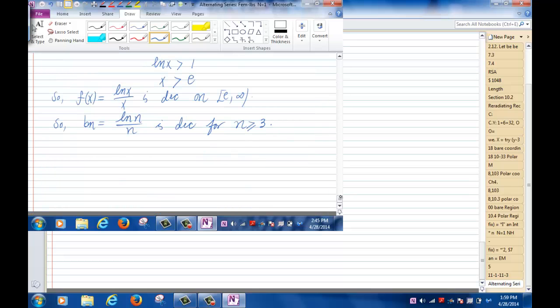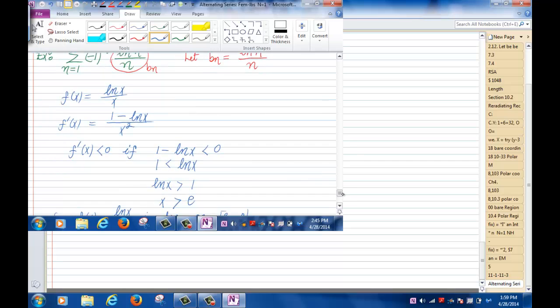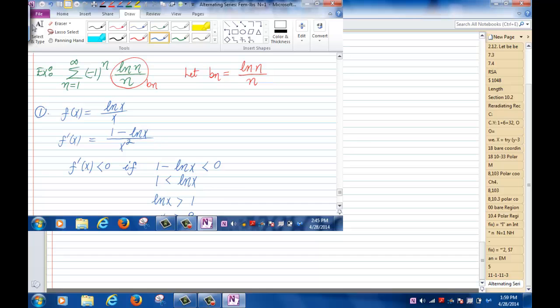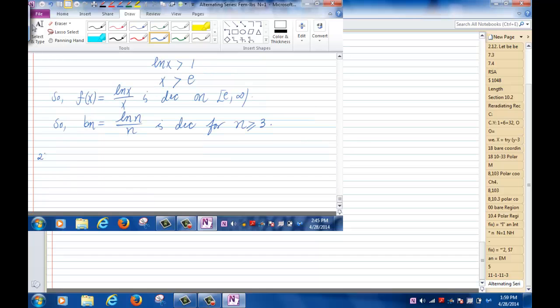Now, what's the second thing I have to show? The first thing I have to show is that the sequence is decreasing. The second thing I have to show is that the limit of Bn is 0. So what is Bn? I need to show this. So what's the limit of Bn? That's the same as Bn being ln of n over n. Everybody's okay? How do you show this? What's the limit of this?